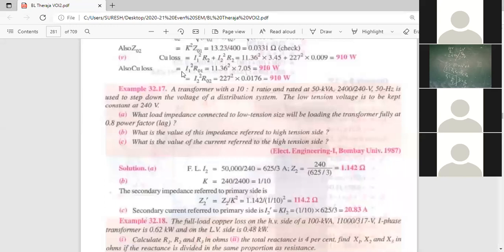This is an assignment problem for you. Note down the assignment problem: example 32.16.